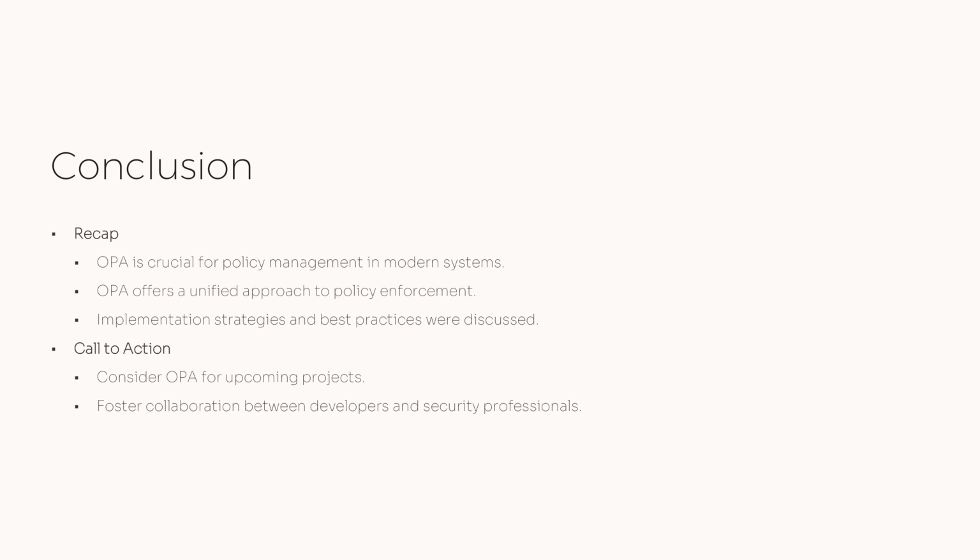In conclusion, let's summarize what we've covered. The Open Policy Agent plays a significant role in policy management, especially within modern systems. It provides a unified approach to policy enforcement, ensuring that your applications adhere to necessary guidelines effectively and efficiently. Throughout this course, we explored various implementation strategies and best practices, helping you understand how to leverage OPA in your projects successfully. As a call to action, I encourage you to consider integrating OPA in your upcoming projects. It's also essential to foster strong collaboration between your developers and security professionals to enhance policy enforcement and management.